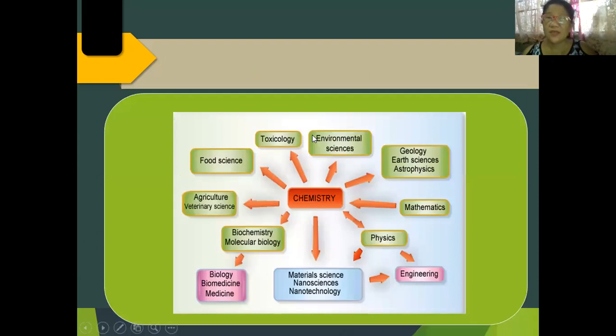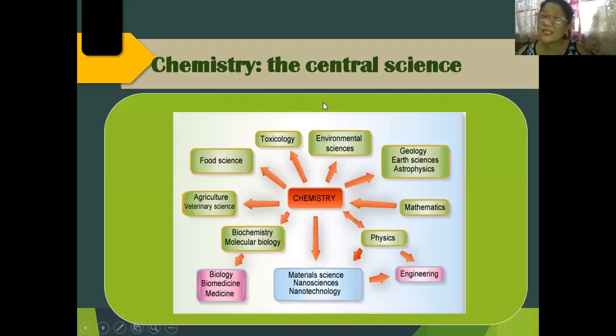As you can see here, chemistry is the central science. Why is chemistry the central science? Because chemistry is intertwined with different branches of the sciences. For instance, in environmental science, we have courses here about environmental science.